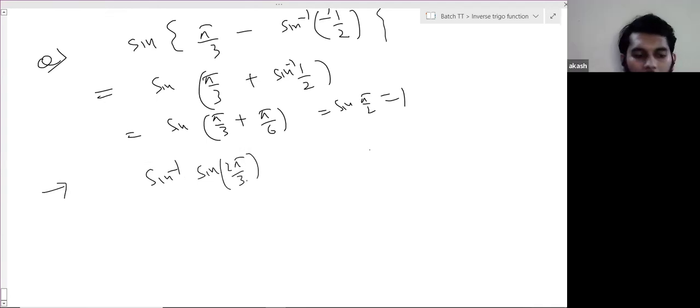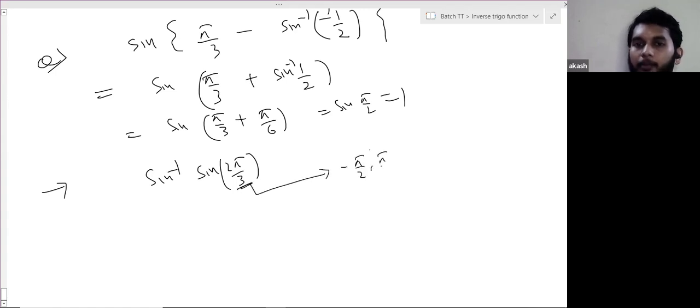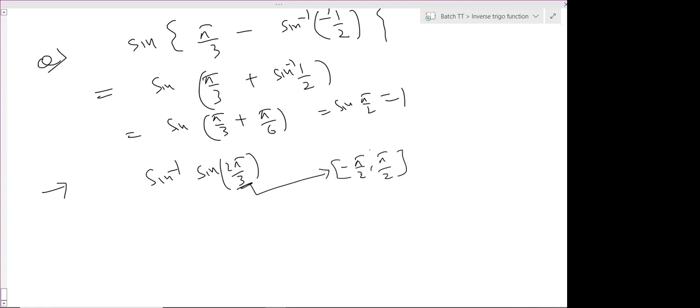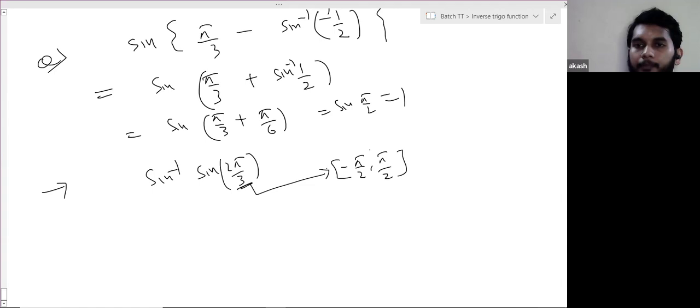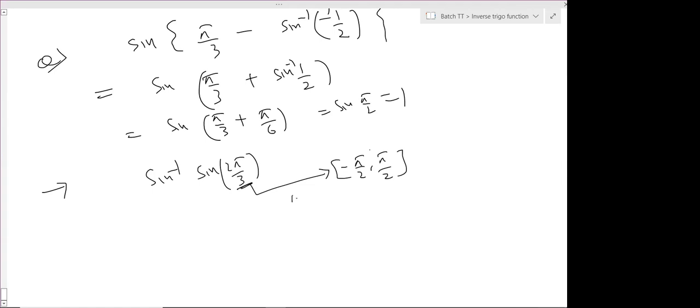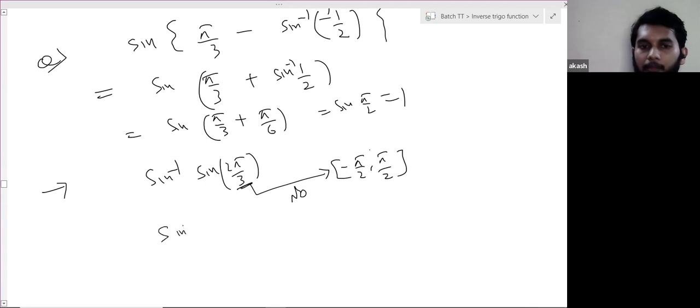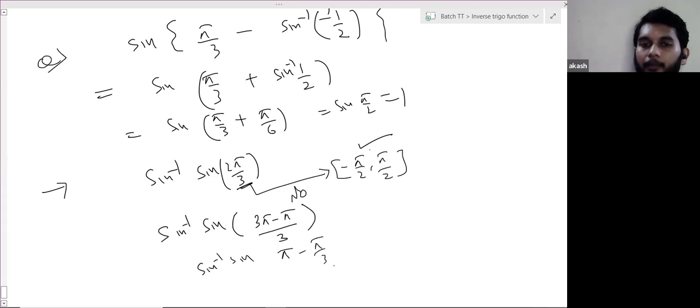All right. So what is the first thing we do to solve this type of question? First thing we need to do, we have to check if this angle lies between minus pi by 2 to pi by 2. Right? Yes, sir. So is this true or not? No. Then what we have to do, we have to change this into an angle that lies between this range. So we can write this as pi minus pi upon 3, and this is equal to sine inverse sine of pi minus pi by 3. This step is clear?